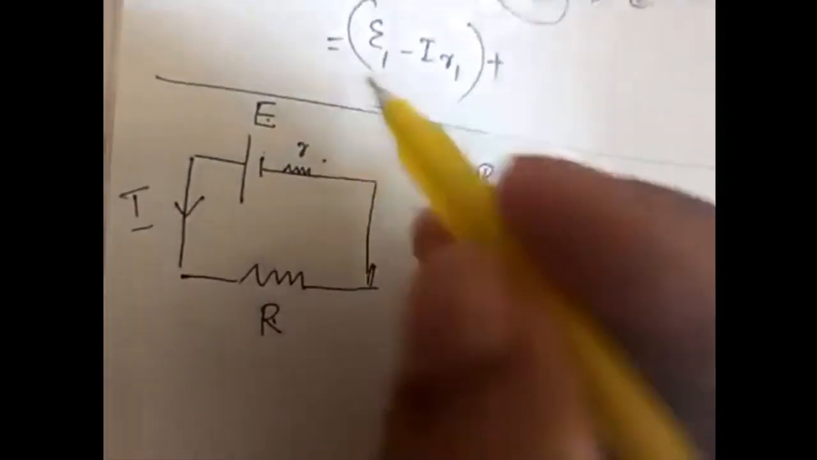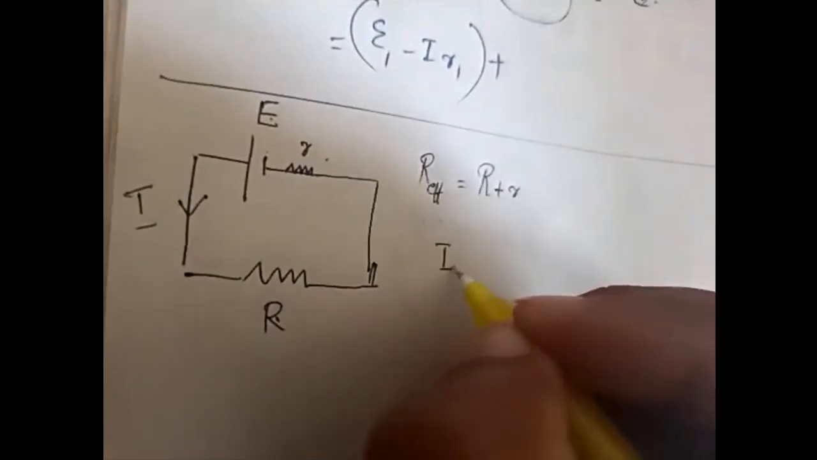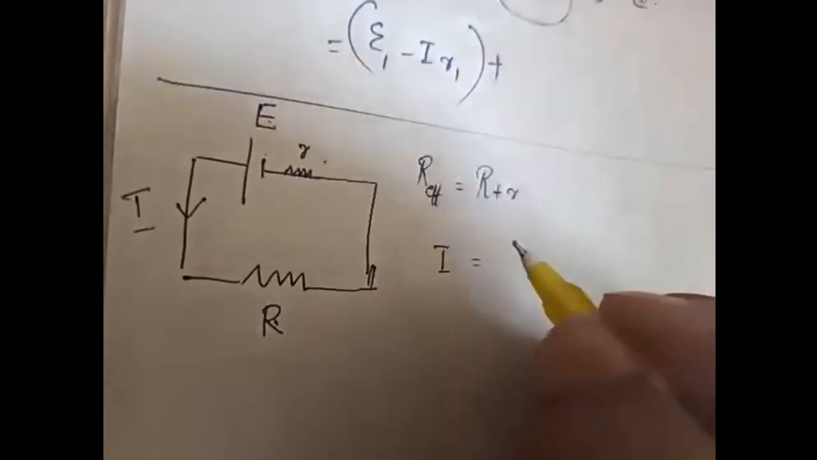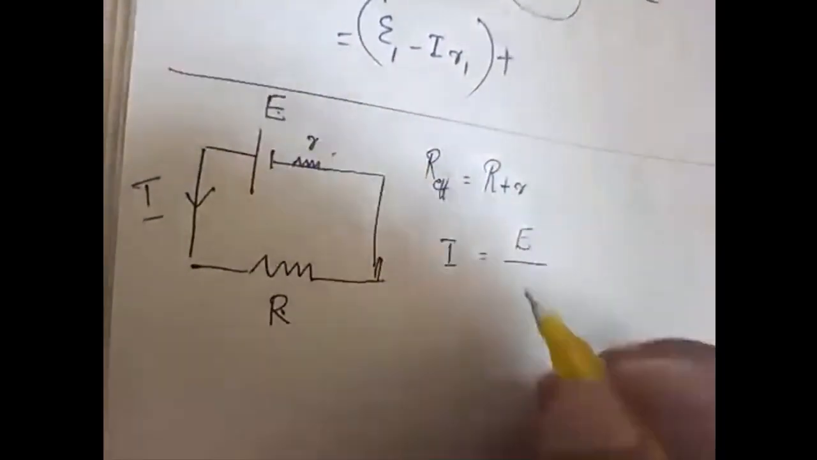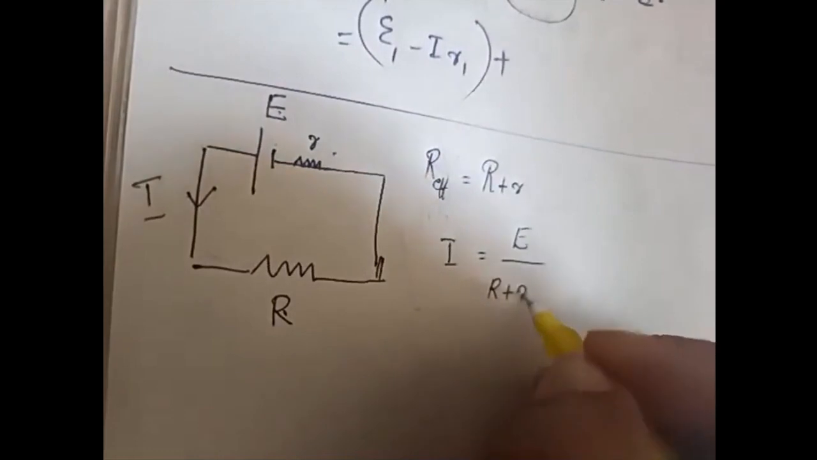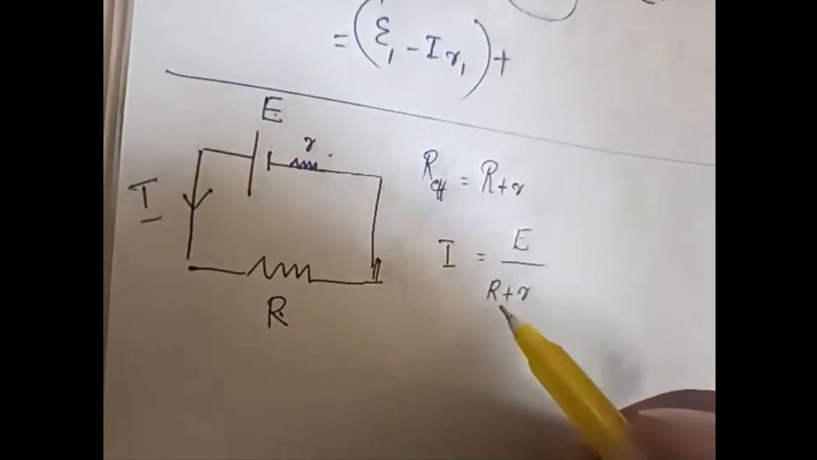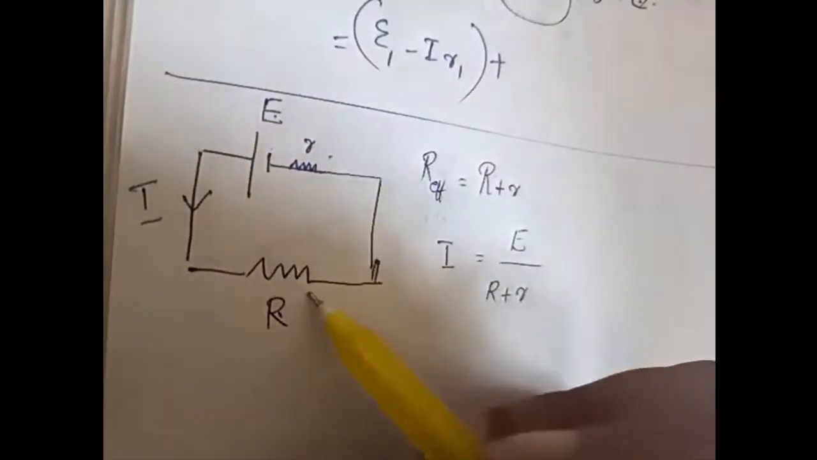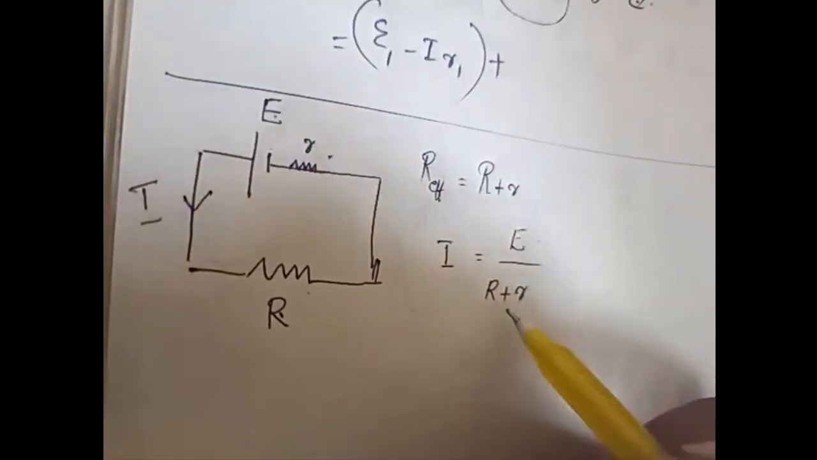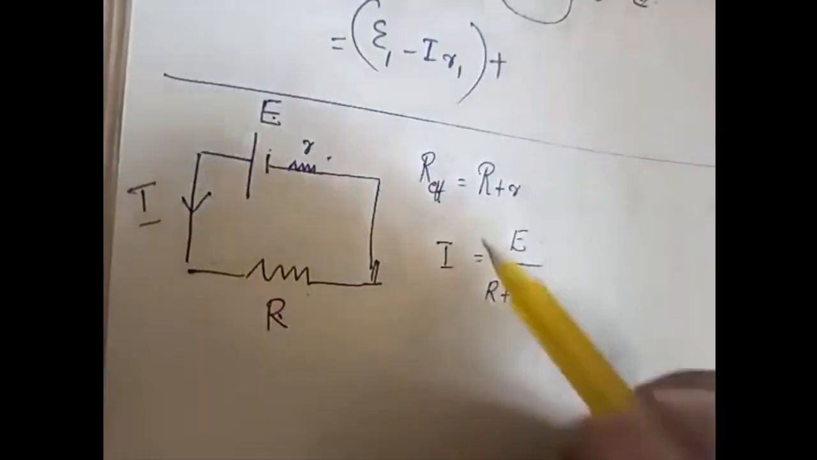If E is the EMF, then current I will be equal to voltage by resistance. What is the total effective resistance? That is R plus r, since they are in series. So I is equal to E by R plus r. That will be the total current flowing in the circuit.